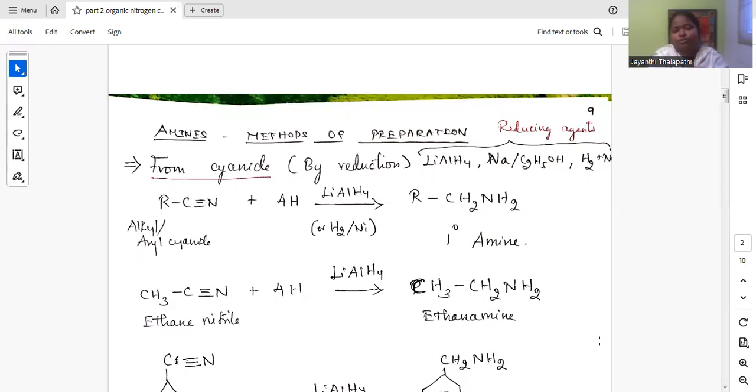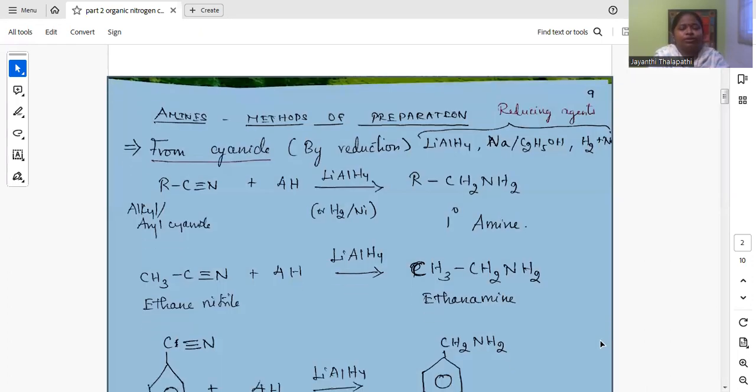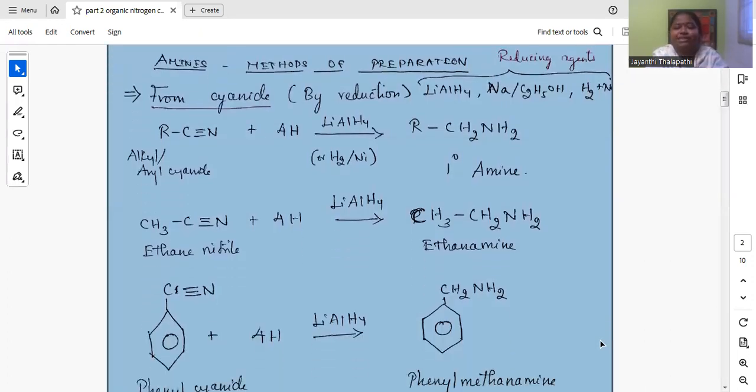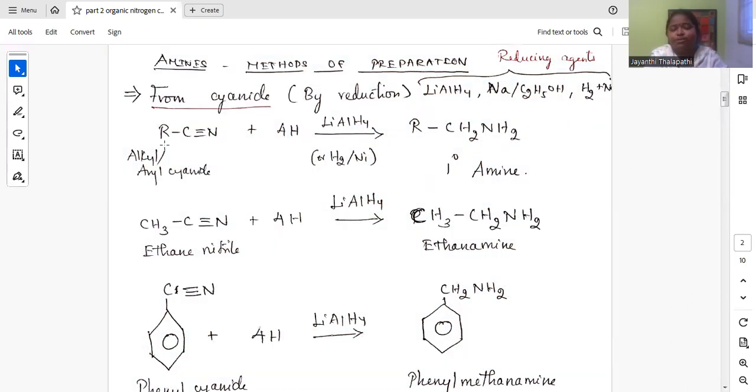By reduction process. Over here, first one from cyanide. How to prepare amines by using cyanide. Over here, the reducing agents which we are using are lithium aluminum hydride and sodium in the presence of ethanol, like ethanolic sodium, and hydrogen. Whenever we use hydrogen, we have to use a nickel or platinum catalyst.